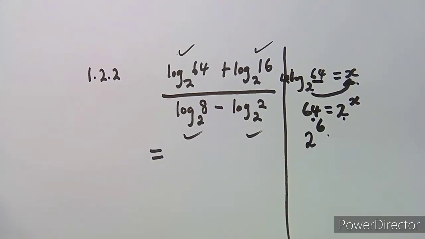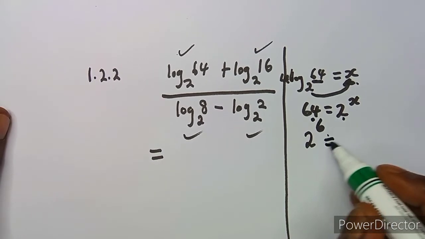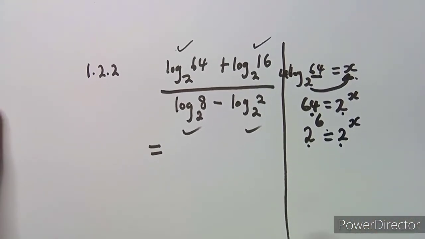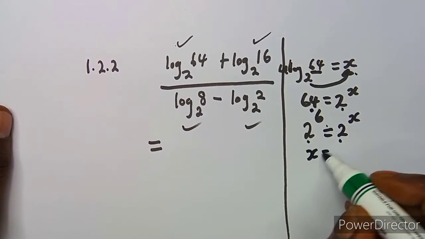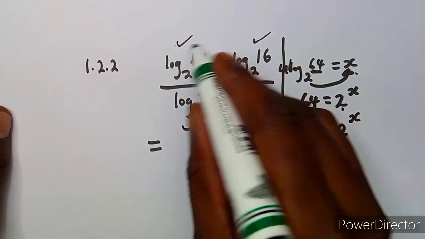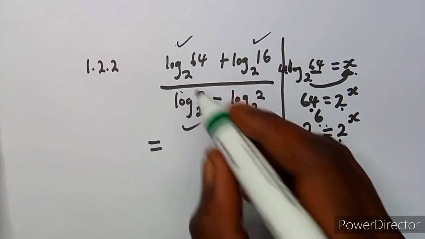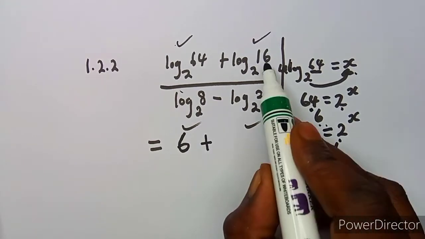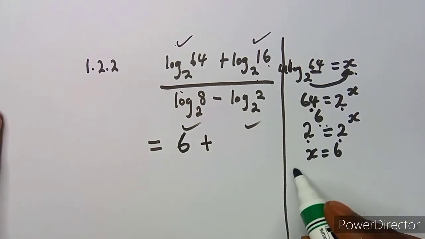All right, so that is the concept there. So 64 is equal to 2 to the exponent of x. So the bases are the same, therefore the exponents are the same, so x will be equal to 6. All right, so in place of log 64 base 2, I can substitute this with a 6, plus log 16 base 2. I do the same.